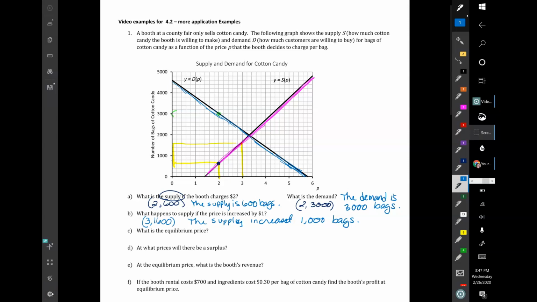Now we're going to look at what our equilibrium price is. We look where they cross, which means they're equal: supply equals demand. So we want to find when S of P equals D of P, or vice versa. I can look at the graph and look down, counting 2, 4, 6, 8, 10. That's about at a 3, so I'd say $3.30.